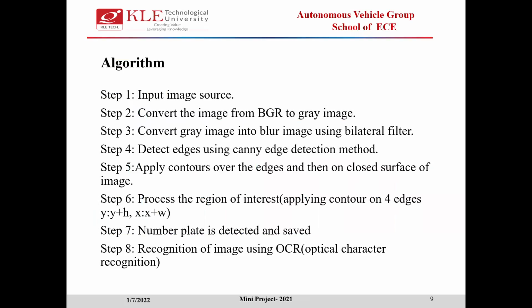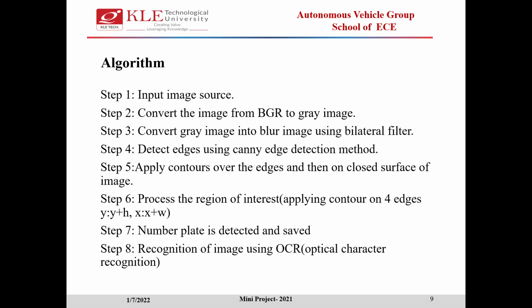Similarly, this is what the algorithm is. That is, we take our input image and convert it from a binary image to a gray image, so that less information must be provided to each pixel. Then the gray image is converted into a blur image using a filter called a bilateral filter.